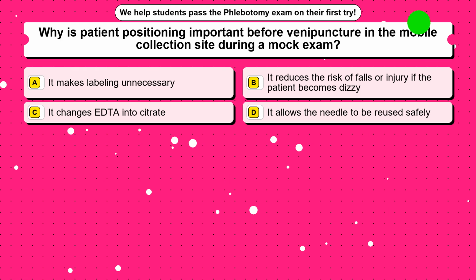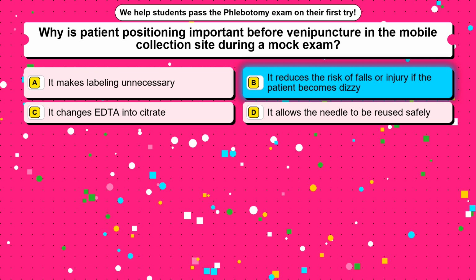Question 60. Why is patient positioning important before venipuncture in the mobile collection site during a mock exam? Option A. It makes labeling unnecessary. Option B. It reduces the risk of falls or injury if the patient becomes dizzy. Option C. It changes EDTA into citrate. Option D. It allows the needle to be reused safely.